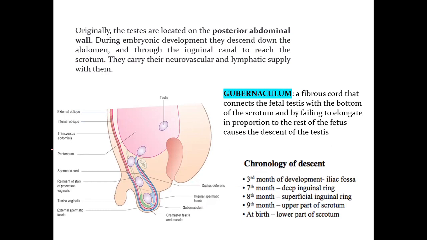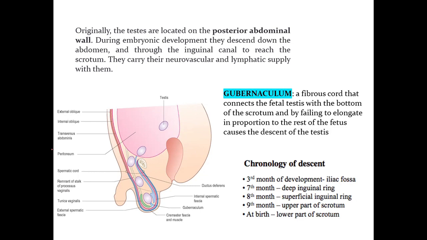Now, it is very important you know that originally the testis is located on the posterior abdominal wall. Okay? During the embryonic development, they descend down the abdomen through the inguinal canal to reach the scrotum. Now, the gonads are located in a site called the gonadal ridge.